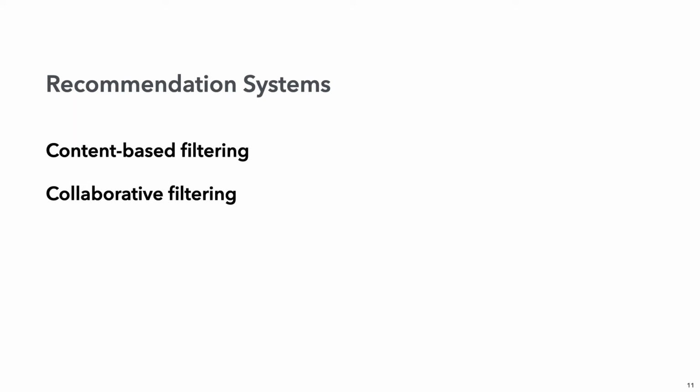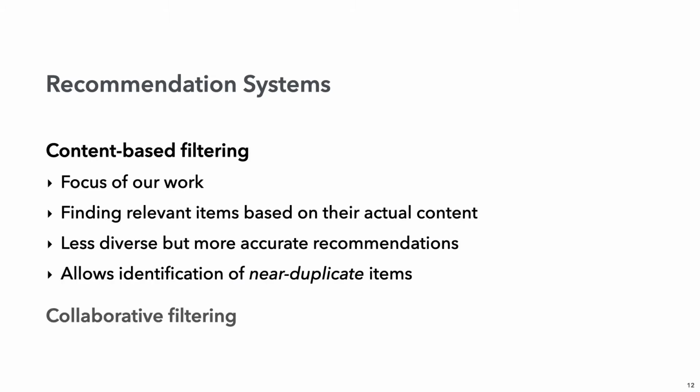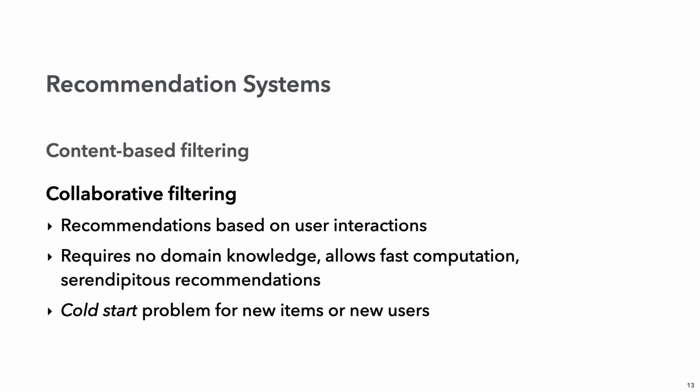We can differentiate between two major recommendation paradigms: content-based filtering and collaborative filtering. Content-based filtering is the focus of our work. We want to find relevant items based on the actual content. These recommendations are usually less diverse, but more accurate. This approach also allows the identification of near-duplicate items, which are highly relevant in some cases, but need to be excluded in other cases.